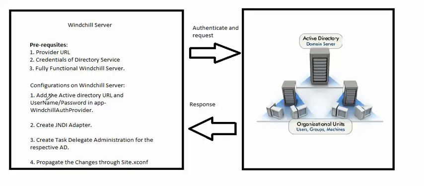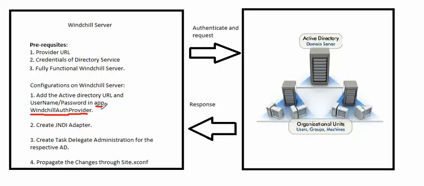So how do we do that? When you go to the physical folder structure of the web server, in the HTTP service you have app-Windchill-auth-provider. You'll find a file with an XML extension. There you provide the URL, the bind DN and the password, from where it can authenticate.